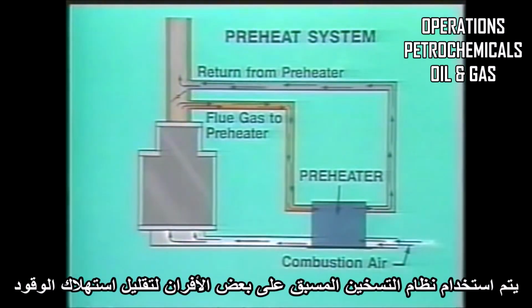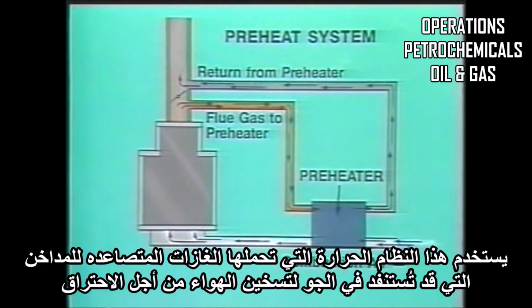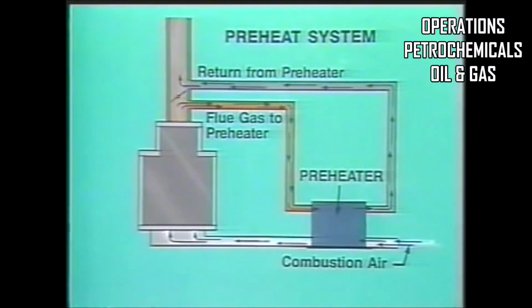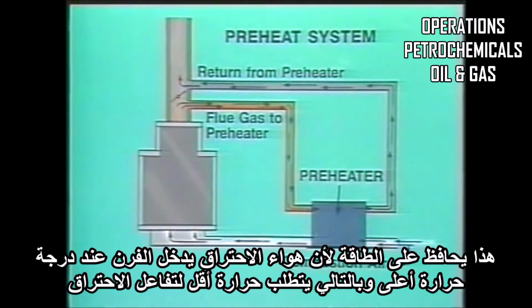Preheaters are used on some fired heaters to reduce fuel consumption. These systems use the heat carried by the flue gases, which otherwise would be exhausted to the atmosphere, to preheat the air for combustion. This conserves energy because the combustion air enters the furnace at a higher temperature and therefore requires less heat for the combustion reaction.